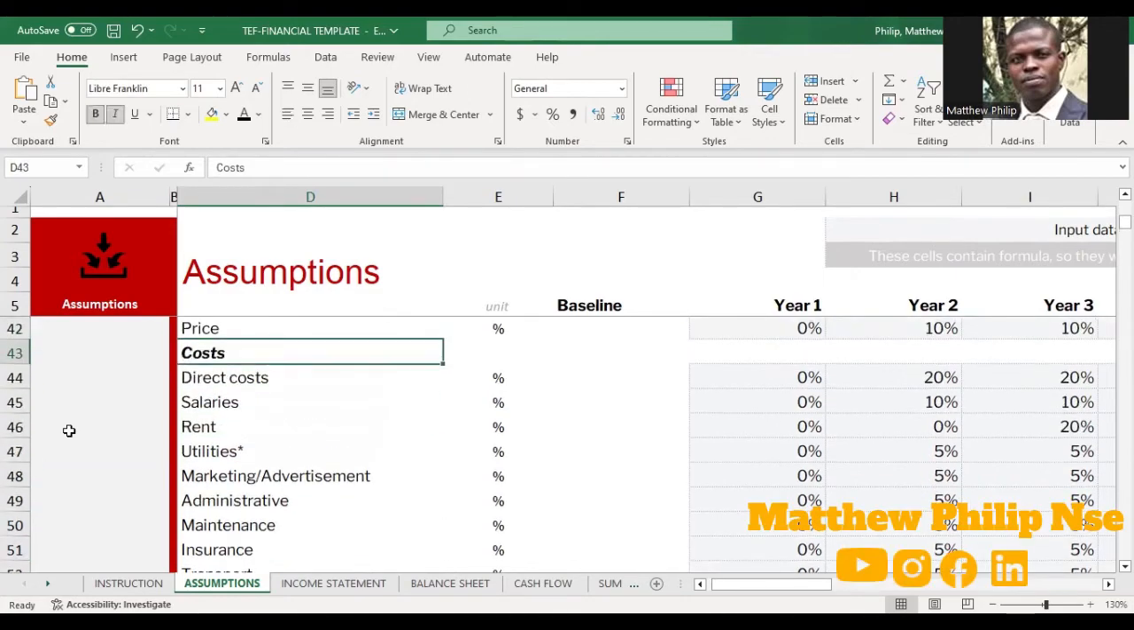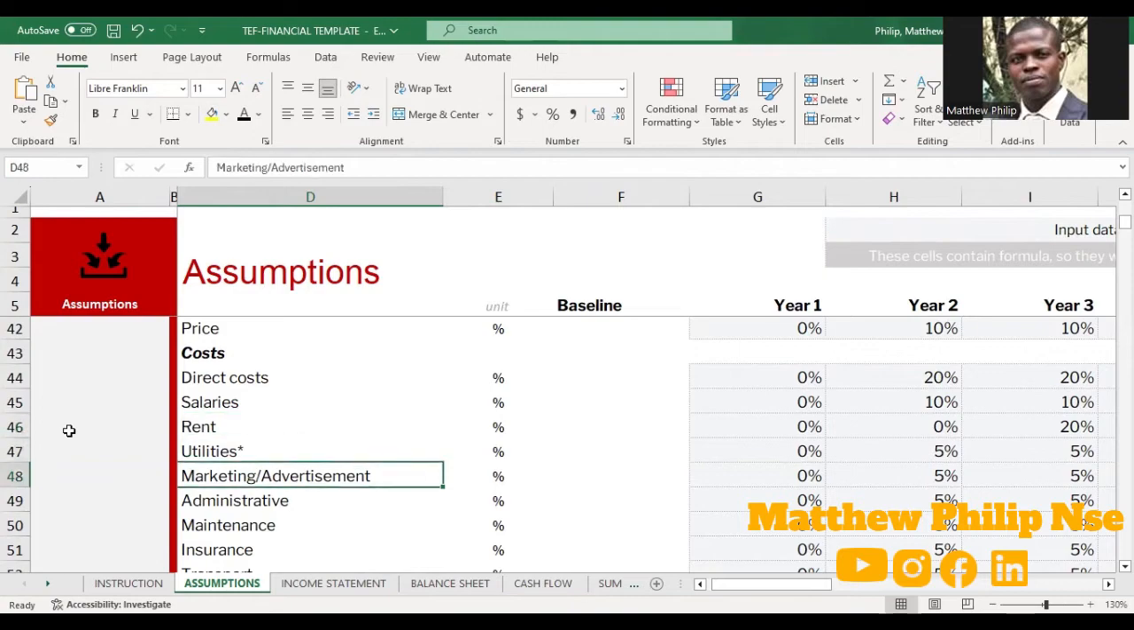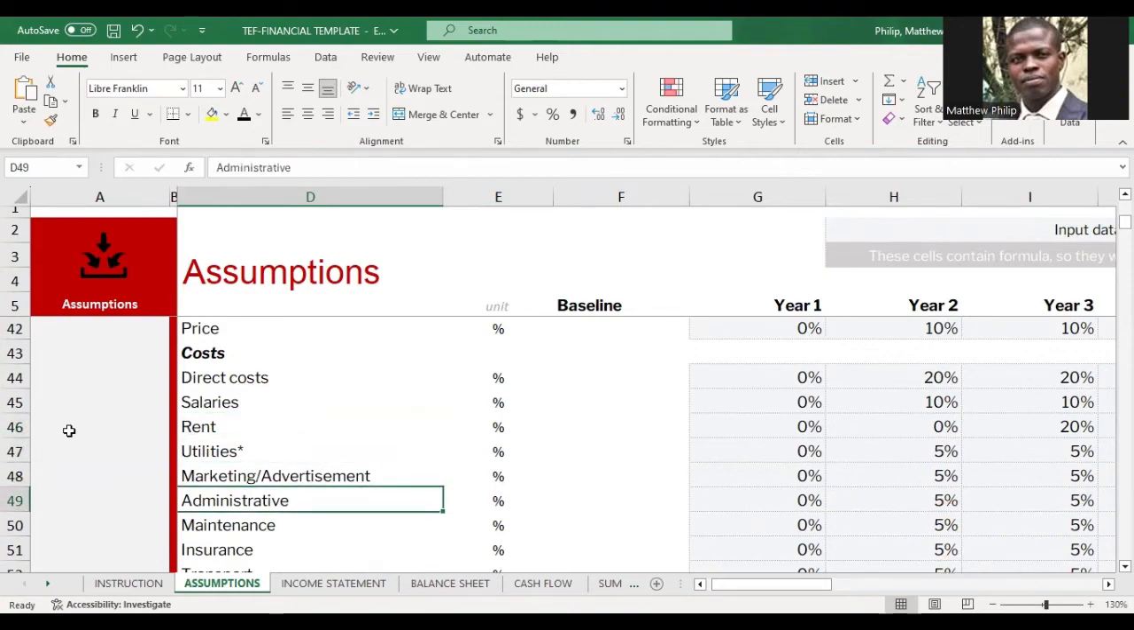After direct costs, we also have salary, which will increase by 10% yearly from year 2, rent by 20% every 2 years, utilities will increase by 5% every year from year 2, and marketing and advertisement will increase by 5% every year from year 2.